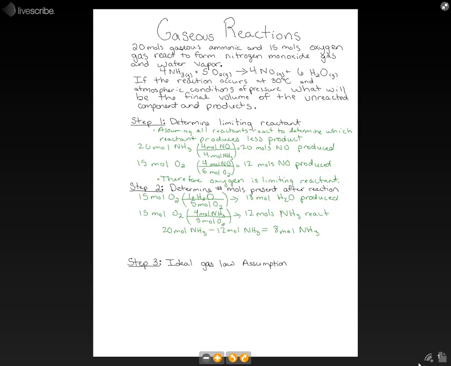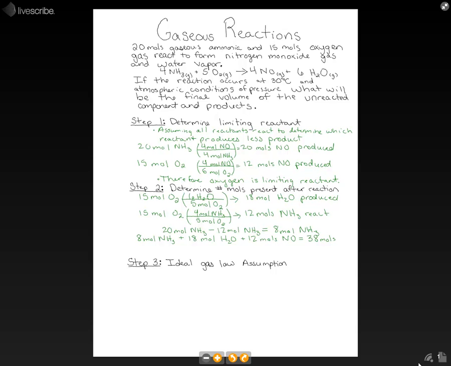And lastly, we need to find out the total number of moles present. So we know we have our 8 moles NH3. To add to that, we're going to have our 18 moles of the H2O, and we're going to have our 12 moles of our NO, which is going to add up to be 38 moles.